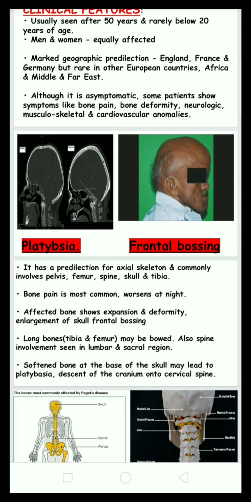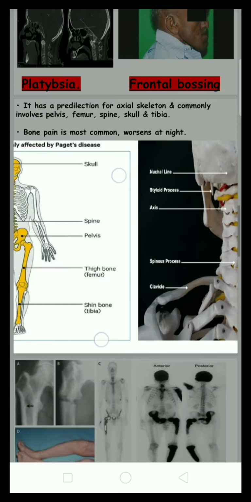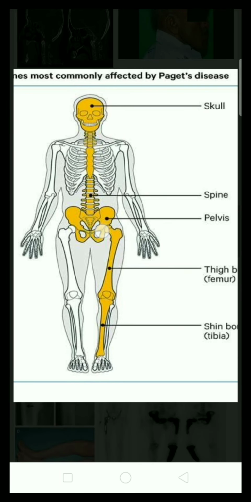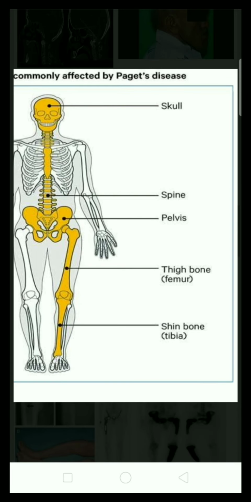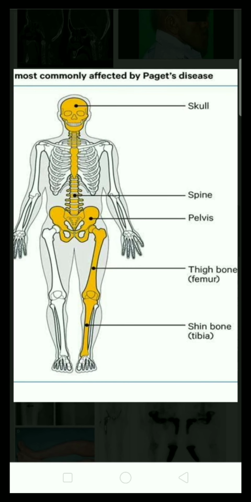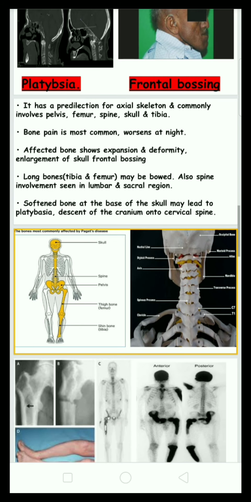There is a predilection for certain sites; it is most commonly seen in the skull, spine, pelvis, femur and tibia. These bones are most commonly affected. The commonly affected bones become bowed, and bowed bones are seen in those patients.